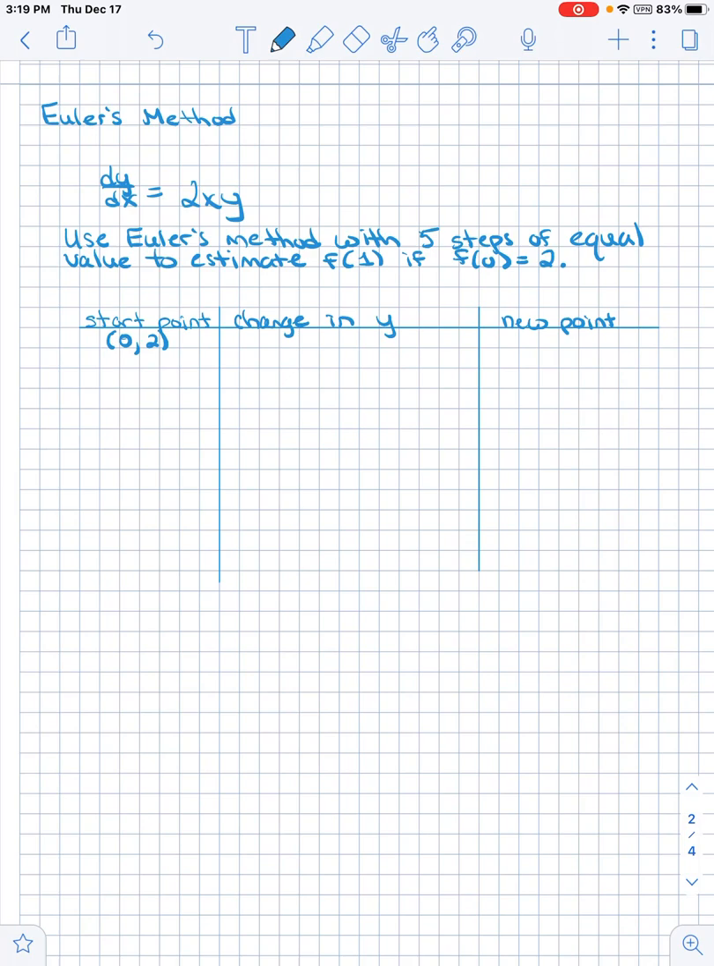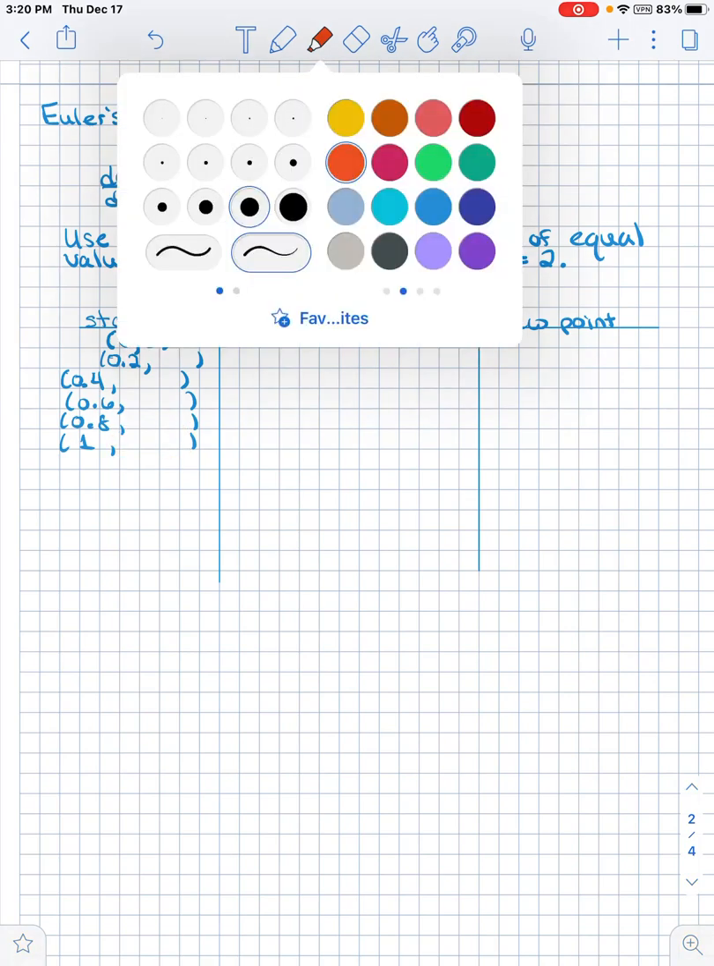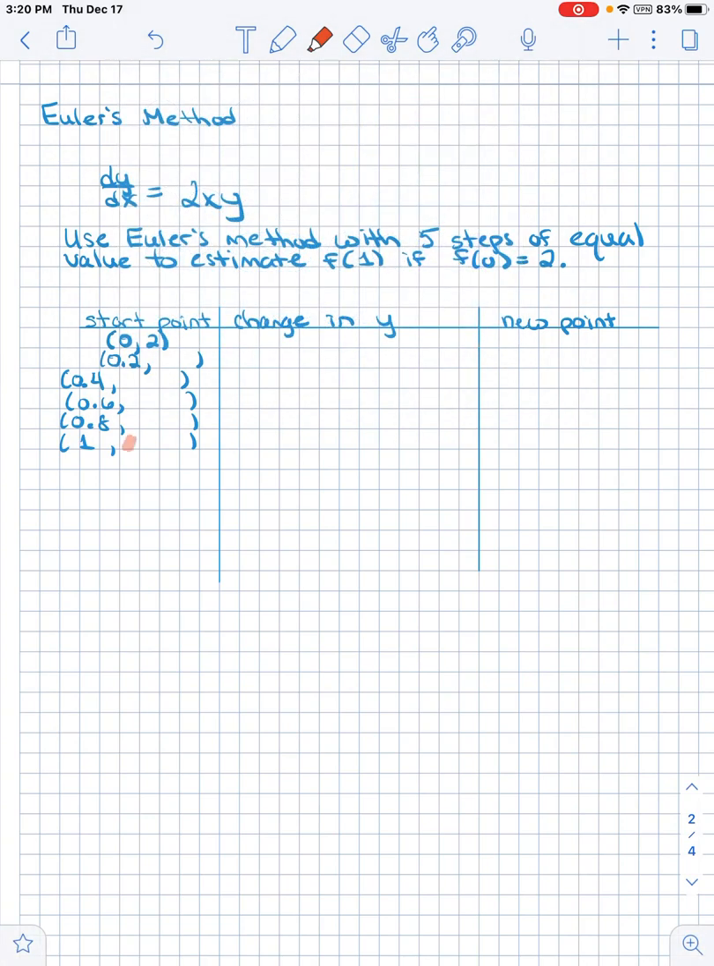So that means we want to go from 0 to 0.2 to 0.4. I should leave a little more space. You'll see why. To 0.6, to 0.8, and finally when we get to 1, that's what we're looking for. So this will be the answer that we're curious about. That was really too big. So this is going to help us. We're going to literally graph one single point at a time.